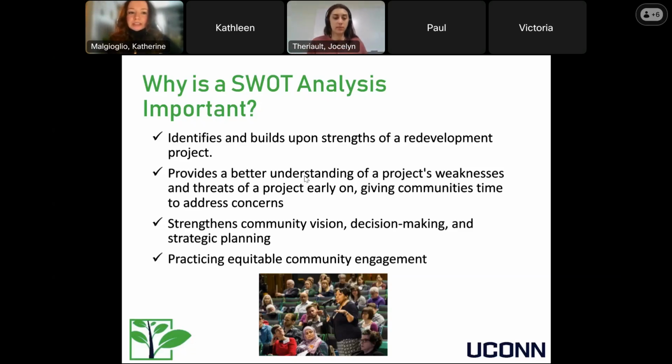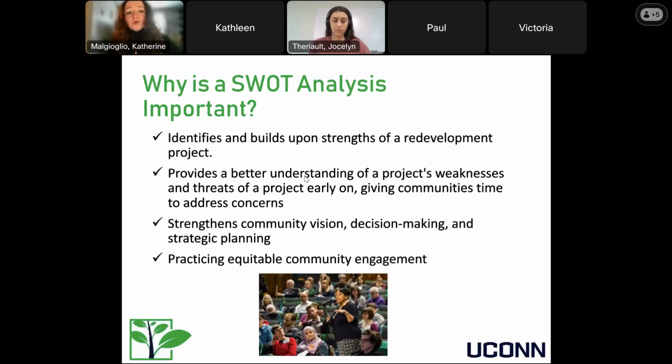Then, as we've mentioned a bit before, and I just want to emphasize, a SWOT analysis can be a game changer when it comes to honing in on a shared community vision. SWOT can provide a lot of clarity and collaboration when it comes to decision making, and it's a great tried and true tool for strategic planning.